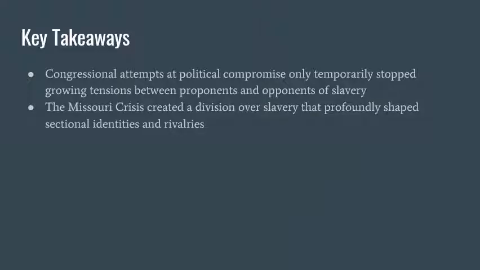So the major ideas that you should be leaving this video with are: congressional attempts at political compromise only temporarily stopped growing tensions between proponents and opponents of slavery. And the Missouri Crisis created a division over slavery that profoundly shaped sectional identities and rivalries.